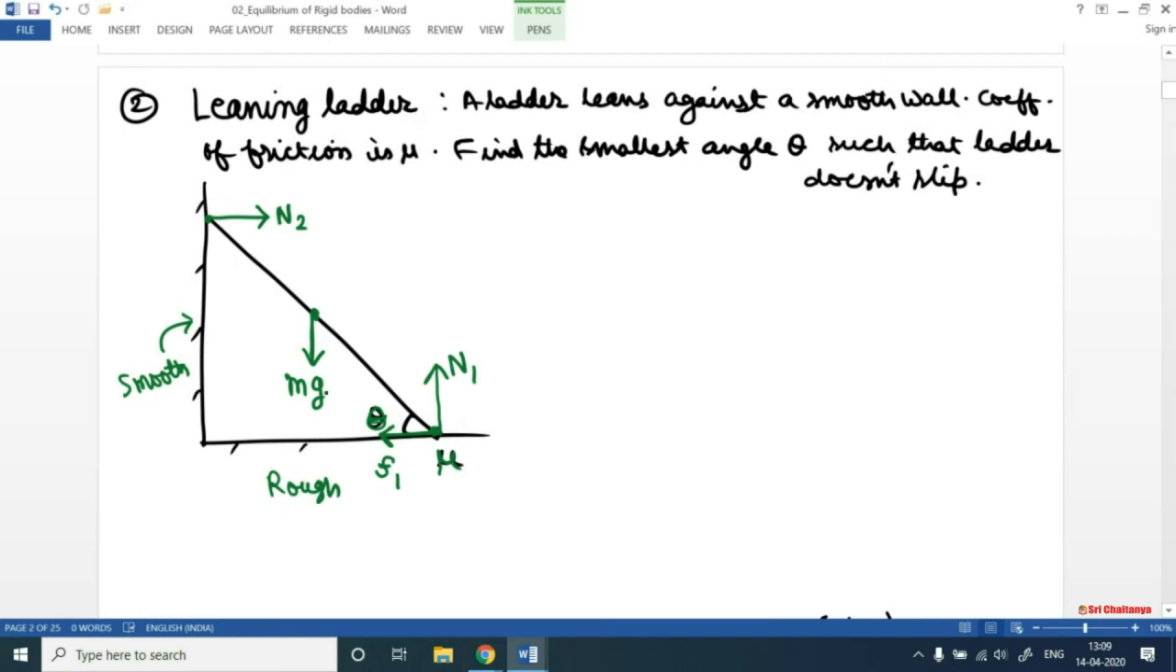I have drawn all the forces acting on this body. Looking at the force balance, first of all, the horizontal force balance gives us F1 is equal to N2, that is equation number 1, and the vertical force balance gives us N1 is equal to mg, that is equation number 2. Now we want to write the equation of torque. Net torque is equal to 0.